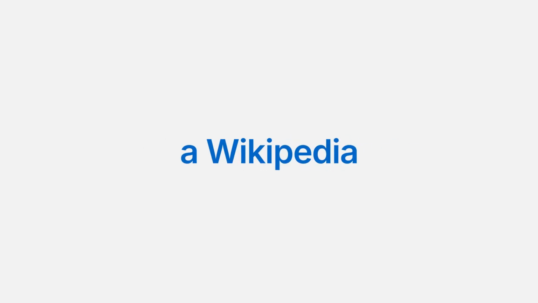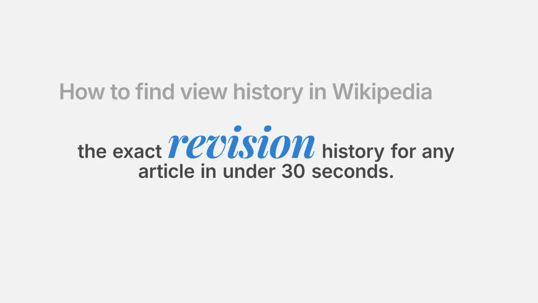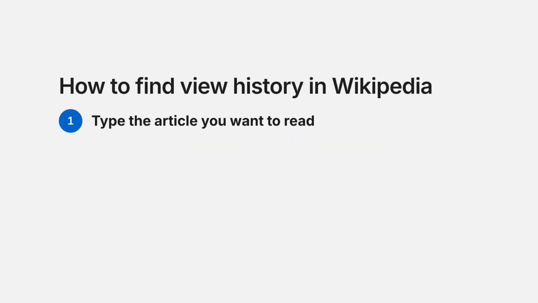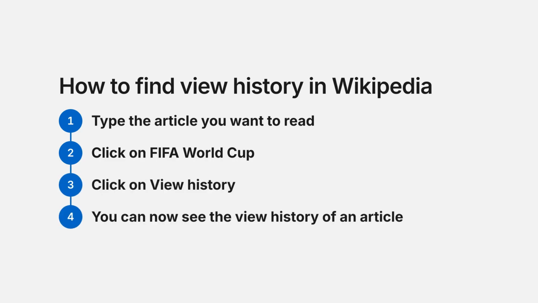Are you tired of losing track of how a Wikipedia article changes over time? Learn how to pull up the exact revision history for any article in under 30 seconds. Start by typing any article name, then open the page and click the View History tab to see its full timeline of edits. Let's walk through each step.